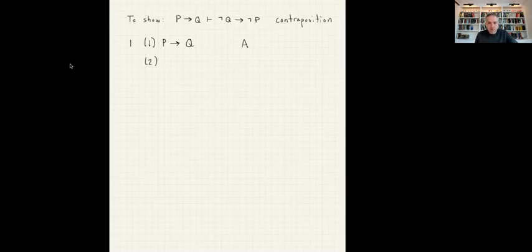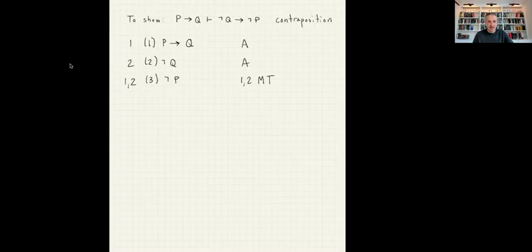Okay, so let's think how we'll do that. Well, we are trying to prove a conditional. So why don't we assume the antecedent of the conditional? So assume not Q, the antecedent of the conditional we're trying to prove. Our goal is to get not P. That's going to be easy because modus tollens tells us from P arrow Q and not Q, we get not P. So 1, 2, modus tollens.